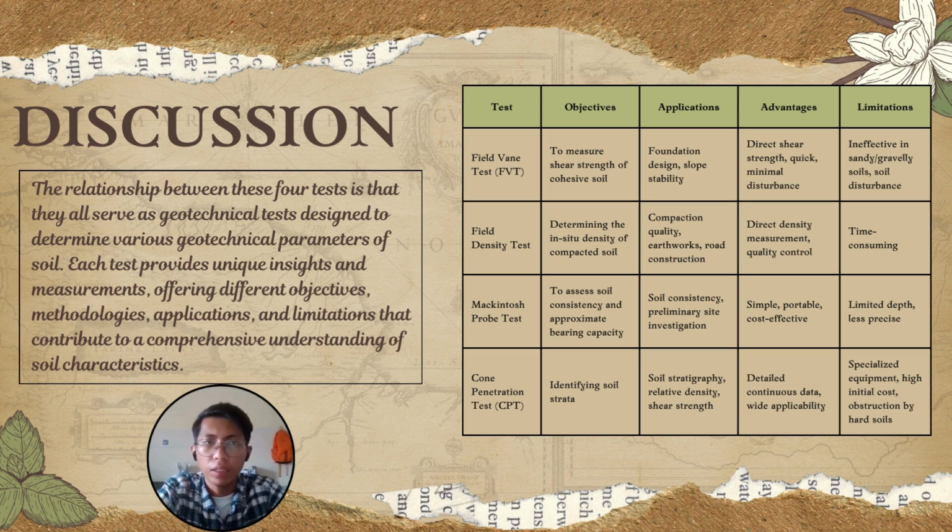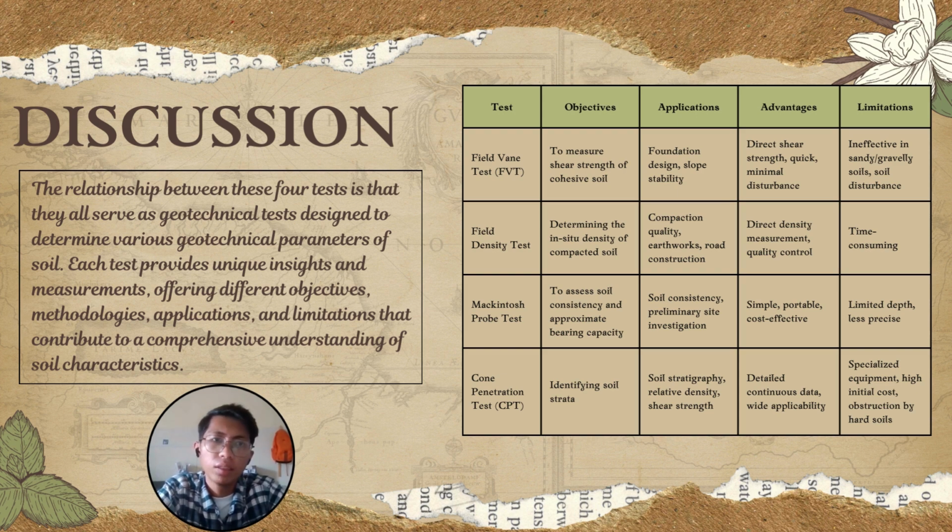Second test is field density test. The objective for this test is determining the in situ density of compacted soil. The application for this test is for the compaction quality, earthwork project, and the road construction project. The advantage for this test is direct density measurement and quality control. And the limitation for this test is time consuming.